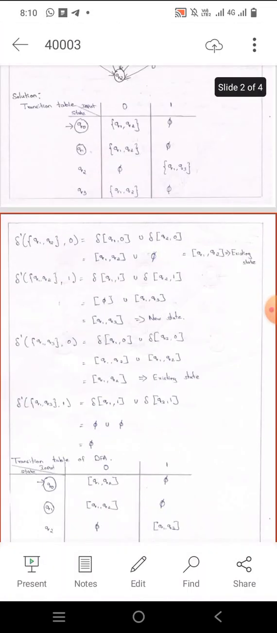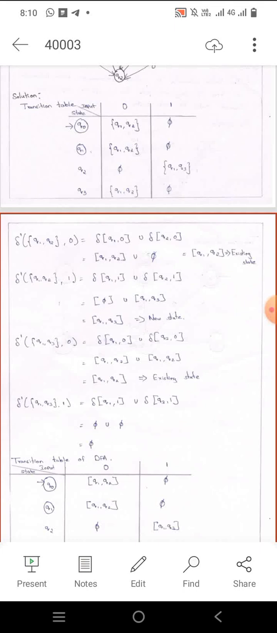Now next, transition of Q1 comma Q2, we want to compare that with 1. So what is transition of Q1 comma 1? It is nothing but null. And transition of Q2 comma 1, it is nothing but Q1 Q3. If you union this, we will get Q1 comma Q3. So this is a new state.